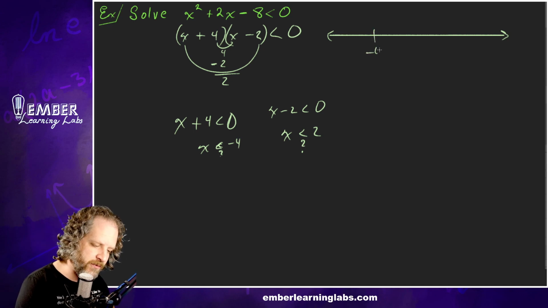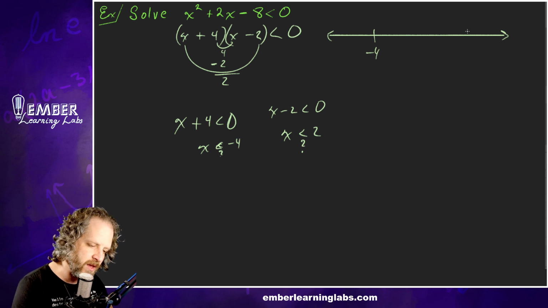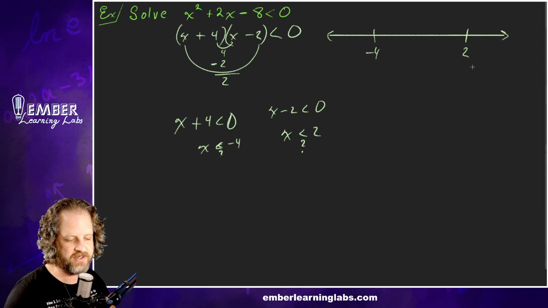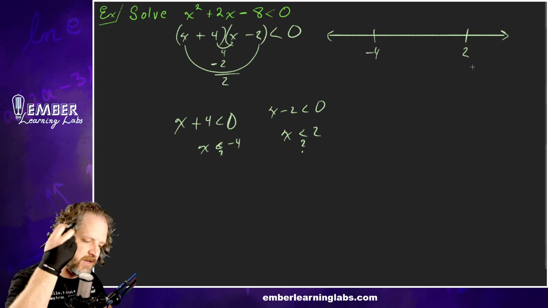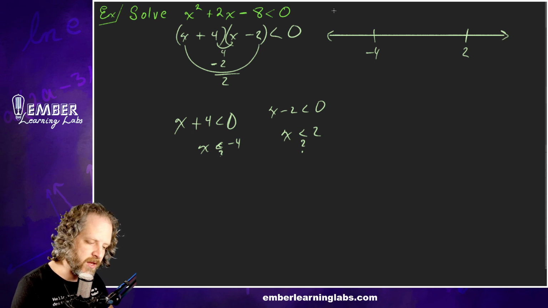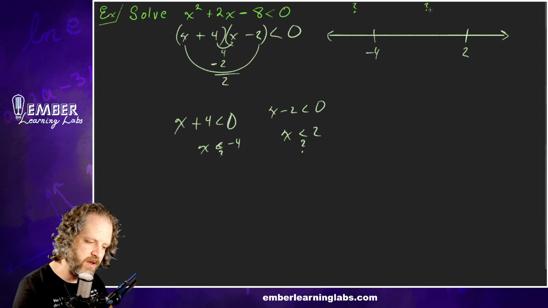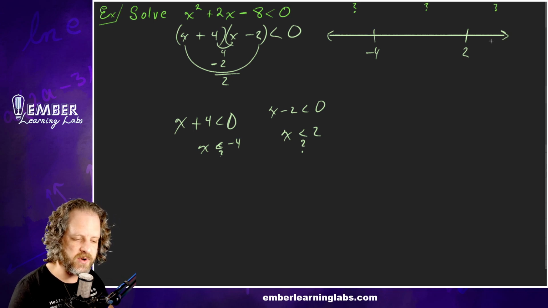So, we got -4. I'm not really trying to sketch this hardcore. I'm just getting this so I can figure out what to do next. What we need to know is, does this inequality come out true if I put a number from over here, or over here, or over here? So we are checking each one of these 3 zones.